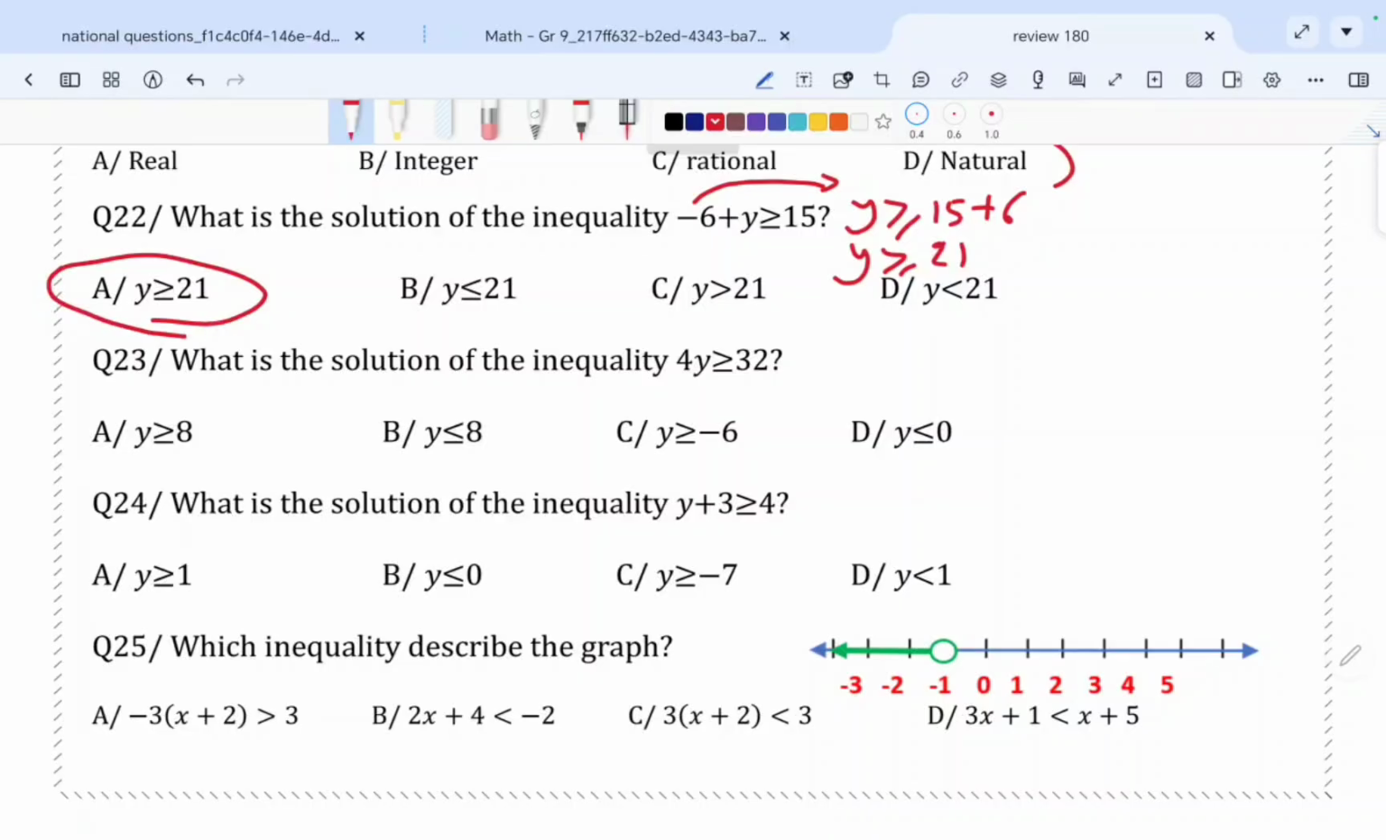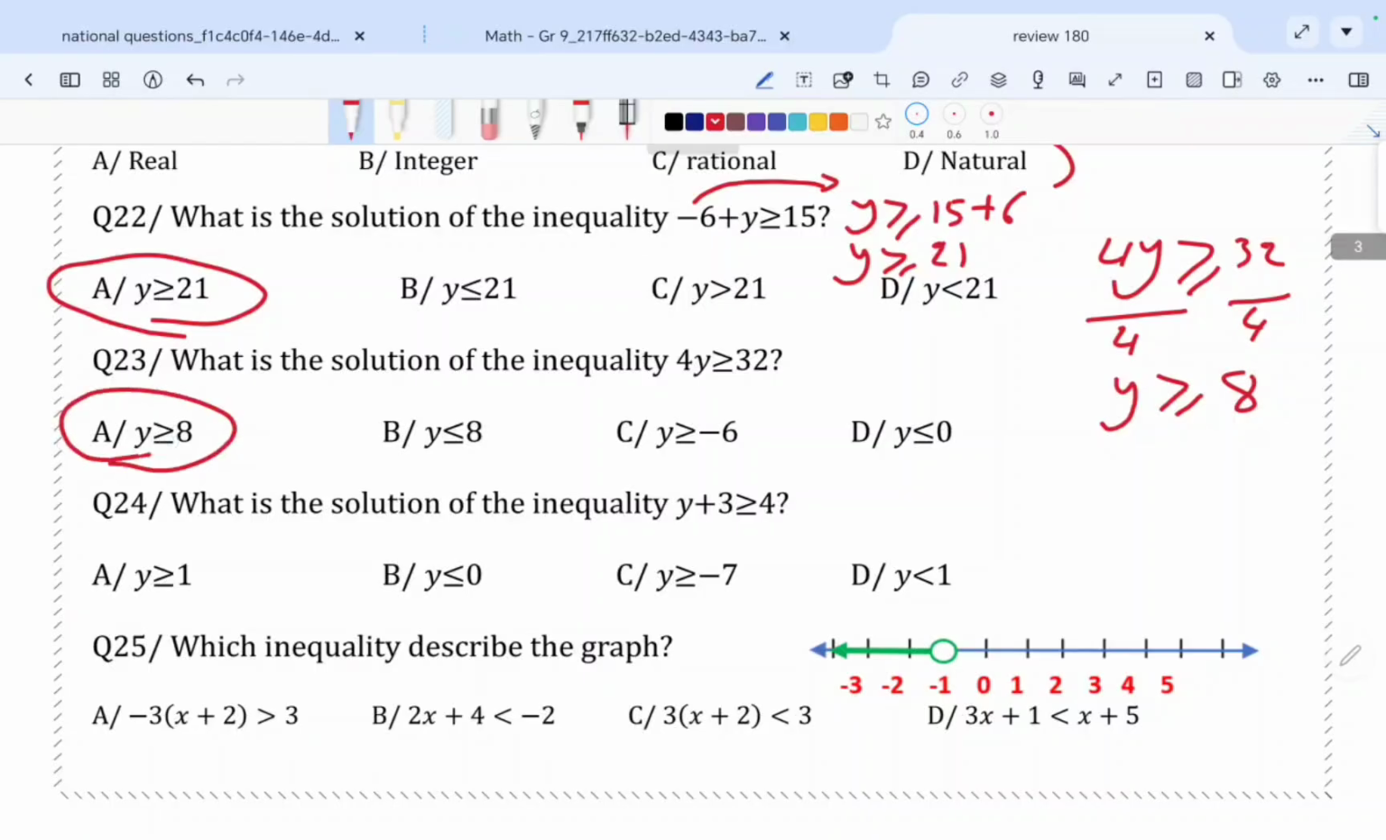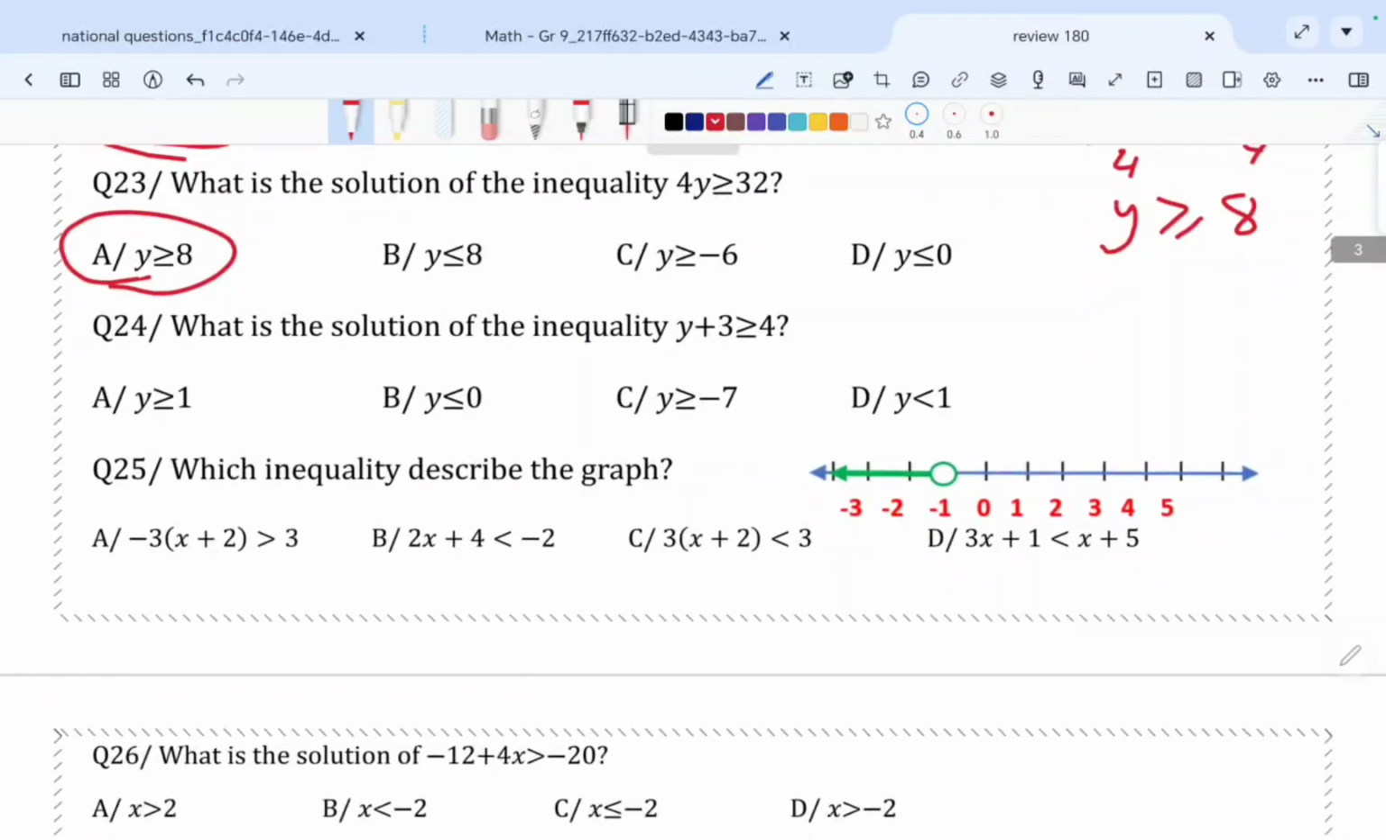What is the solution of the inequality 4y is greater than or equal to 32? How to get rid of the 4 next to y? Divide by 4. Y is greater than or equal to 32 divided by 4, which equals 8. Again, A is correct. Now, what's the solution of the inequality y plus 3 is greater than or equal to 4? Move 3 to the other side. It's positive, it will be negative. Y is greater than or equal to 4 minus 3, which is 1.